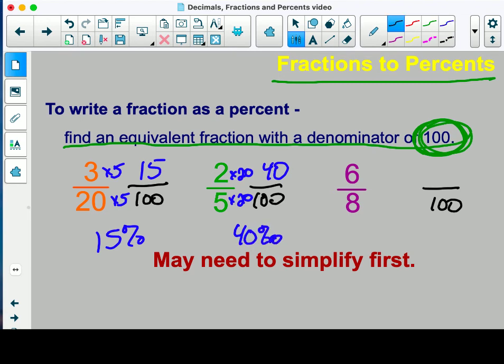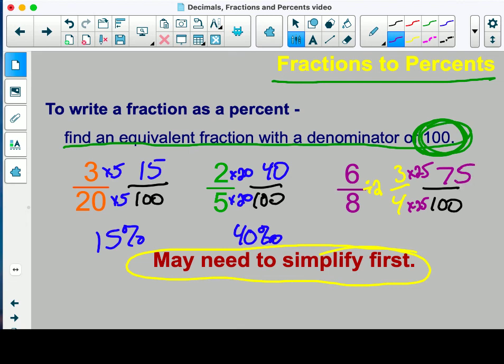Now, the last one is a little bit tricky. 8 doesn't turn into a 100 very nicely. Okay, so every once in a while, we got to be a little tricky with it. So notice my note. Sometimes see if you can simplify your fraction first and then turn it into a 100. So 6 and 8 can each be divided by 2, and I get 3/4. Now a 4 can turn into 100. I just multiply times 25. So I do the same thing up top. 3 times 25 is 75. 75 over 100 is just 75%.